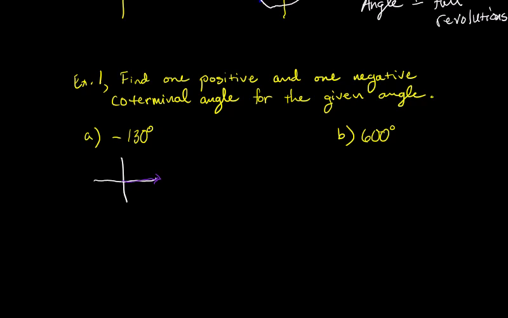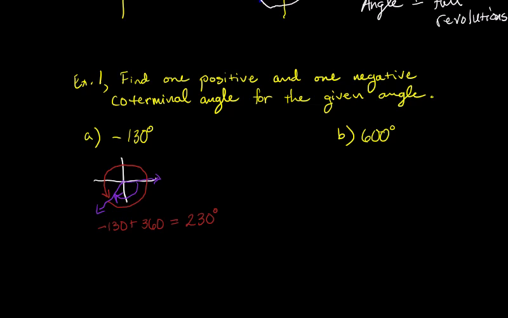Right, that would be in the third quadrant. So here's negative 130. If I wanted to find a coterminal angle, I would add 360 to this. If we're looking at going in a positive direction, adding 360 would go this direction, positive. So negative 130 plus 360 would equal 230 degrees. So there's our positive coterminal angle.